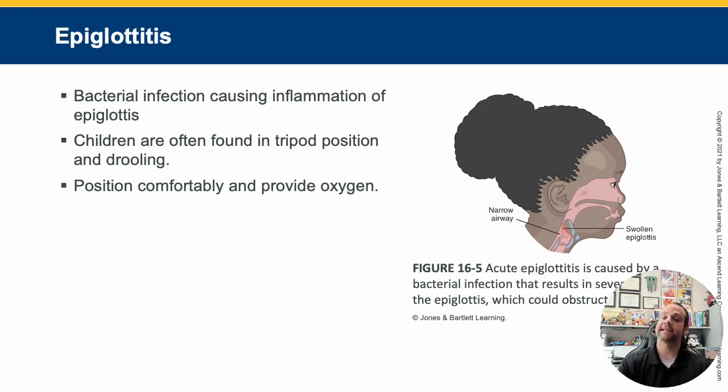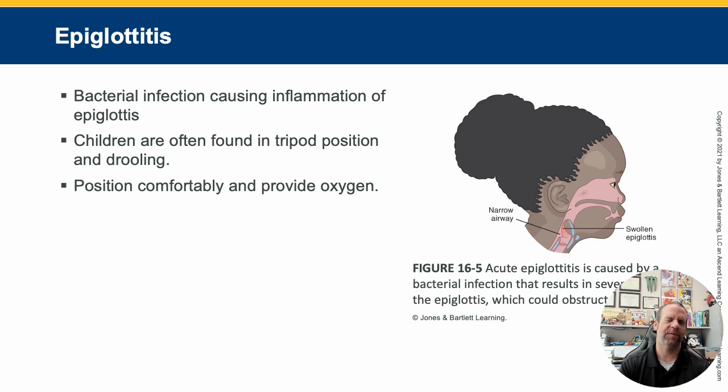Now, epiglottitis, however, okay, this is a potentially life-threatening bacterial infection, and it causes severe inflammation of the epiglottis. Remember, the epiglottis is that flap of tissue that covers the trachea during swallowing. So this condition can progress rapidly, especially in children, and pose a much higher risk of a complete airway obstruction.